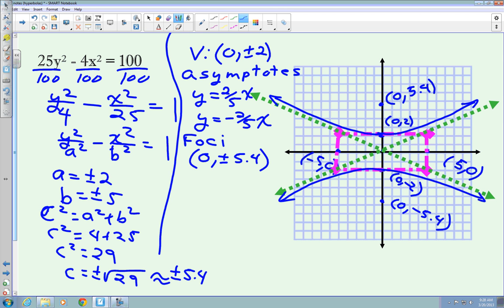I don't understand. Why do you ever need to use the second equation? What's that? There's 2 equations. Okay, we're going to do that one next. The second equation is going to be when it opens left to right. So everybody got this one?